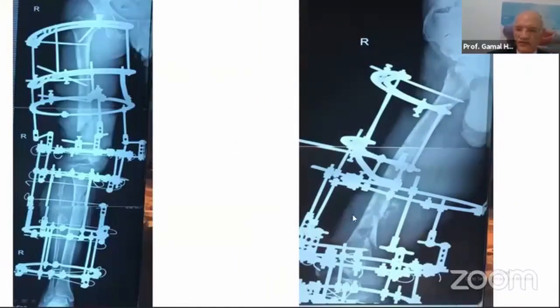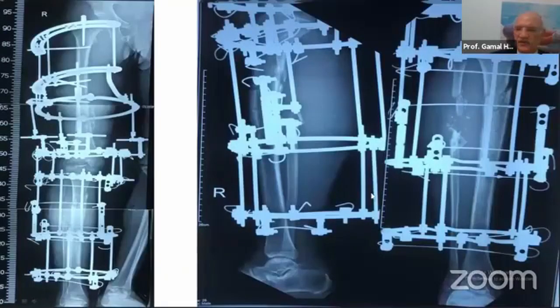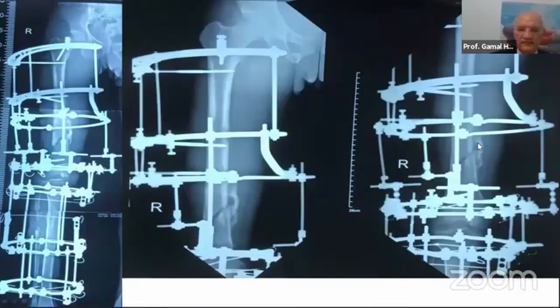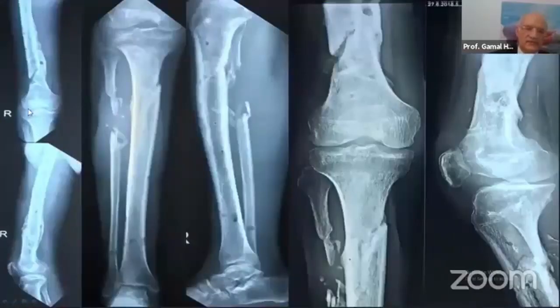Bone formation. Why? With gradual distraction, with gradual movement, we treat the fracture as a corticotomy, and there is stimulation of the bone formation. You see the reduction, anatomic reduction and bone formation. And this is postoperatively. And this is follow-up. Look to the x-rays. Very good reduction.